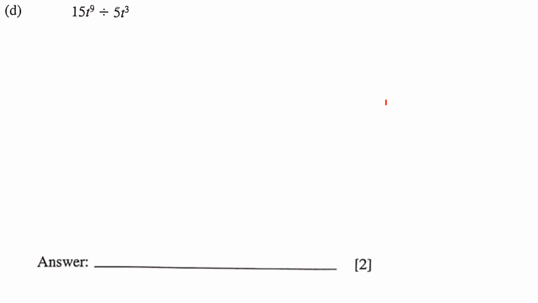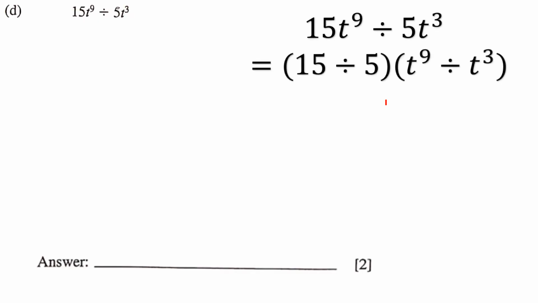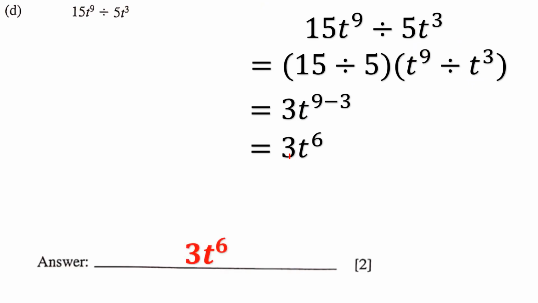Let's move on to D. Well, D is a division problem. Let's bring the numbers together and then bring the letters together. That's the trick. And so what are we going to do? 15 divided by 5, we all know that's 3. And then t to the 9th power divided by t to the 3rd power, we have to subtract that. And so we end up with 3t to the power of 9 minus 3. And so 9 minus 3, we know that to be 6. And so our final answer is 3t raised to the 6th power.